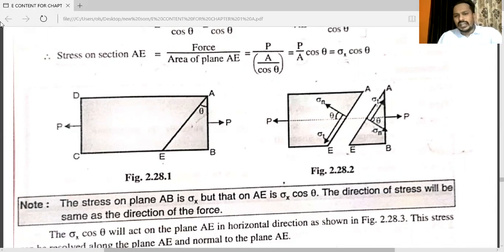You can see this diagram. Now this section is separated. Here sigma n is acting. You can see sigma t, that is tangential. Here the normal stress is shown, and this one is the tangential stress. This one is theta.